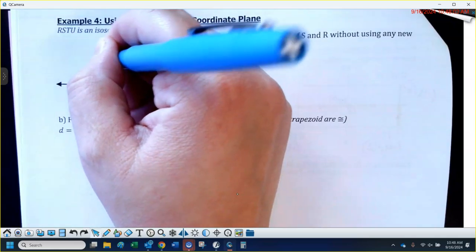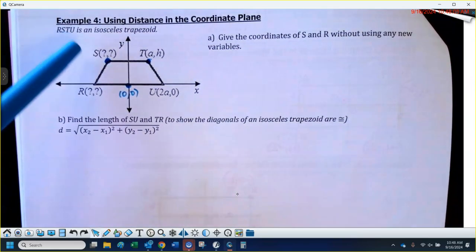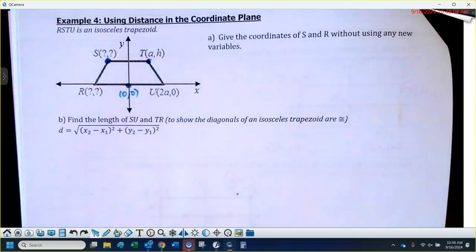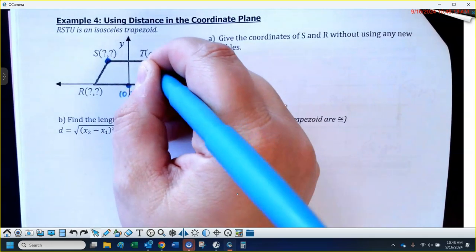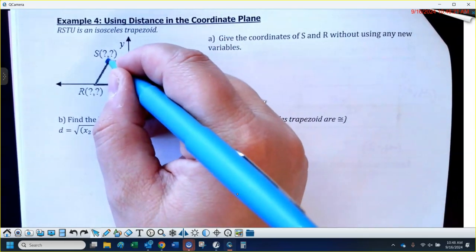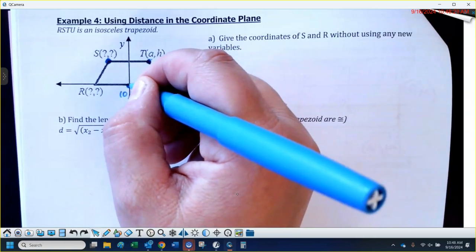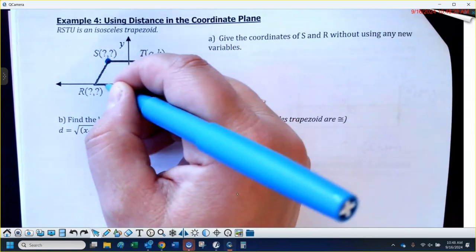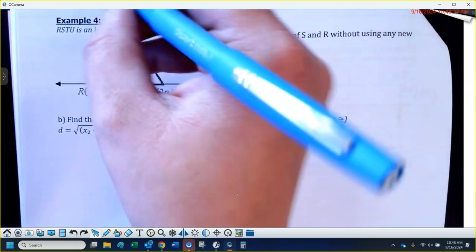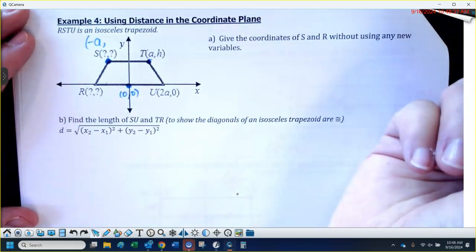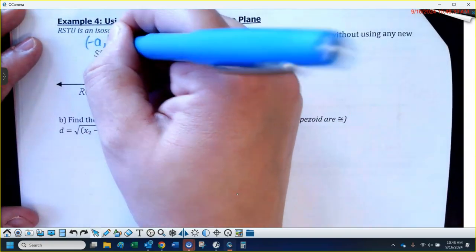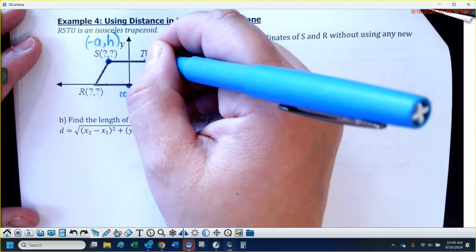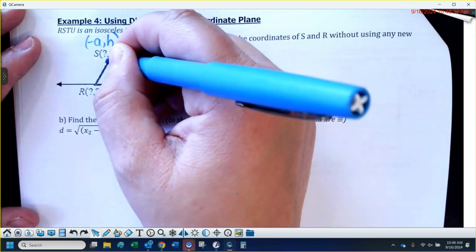Can anybody tell me how you would label the point where I have the S? Without using any other variables. How would I label the point where I have the S? So to get to here, I'm going over A, up H. What do you guys think for this one? Because I would have to go left and up to get here. This would be negative A. What would the y-coordinate be, though? Just H, because you're going up the same distance, right? This is over A. This would be backwards A. That's just why it has a little negative in front of it.